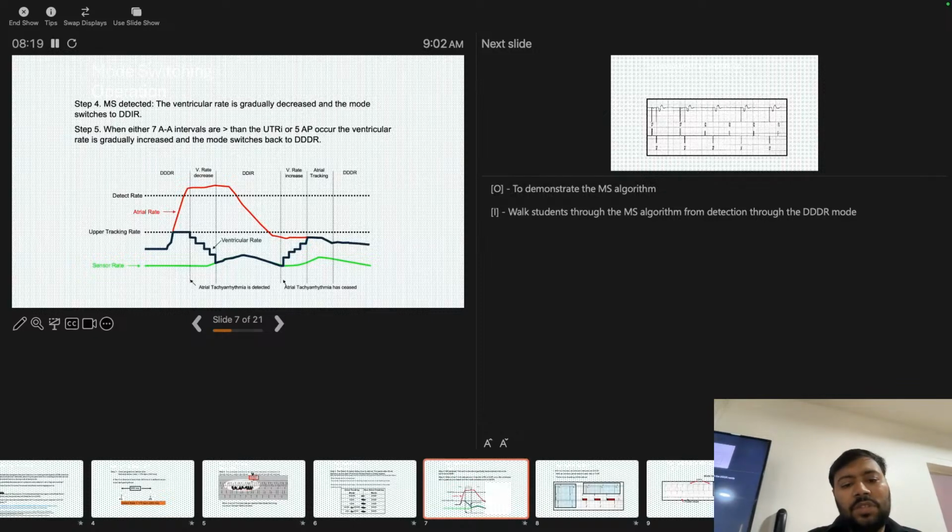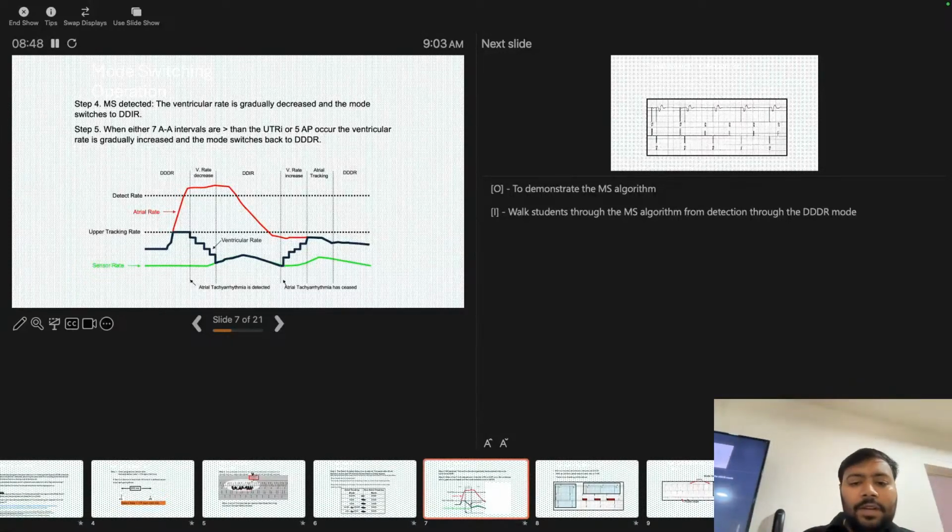Once the mode switch is done, rate smoothing is applied step by step, and then it steps into the sensor indicated rate, because after mode switch we go into DDIR mode. So the sensor is going to drive the ventricle rate automatically. Here you can see schematically that when the atrial rate falls below the detection rate, the device is relieved from the sensor indicated rate and starts tracking the atrial rate once it falls below the upper tracking rate.